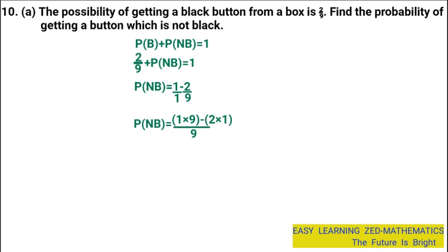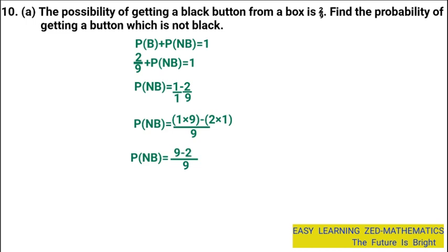Once we have written it like that, we can write: probability of not getting a black button is equal to, then we multiply. First we write the common denominator, which is 9, then we multiply 1 by 9, which gives us 9, minus 2 by 1, which gives us 2.